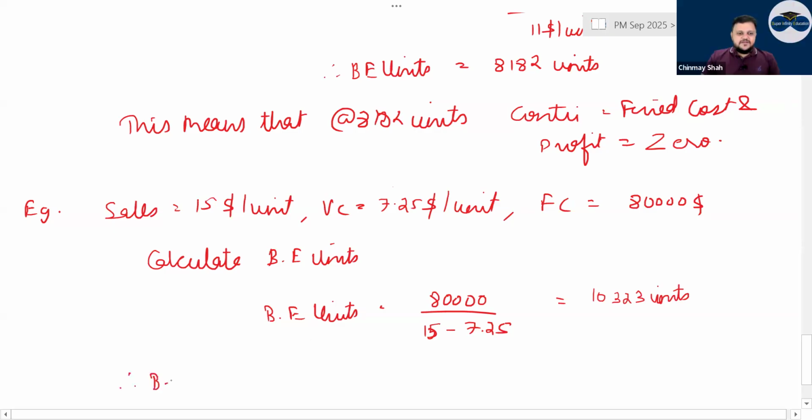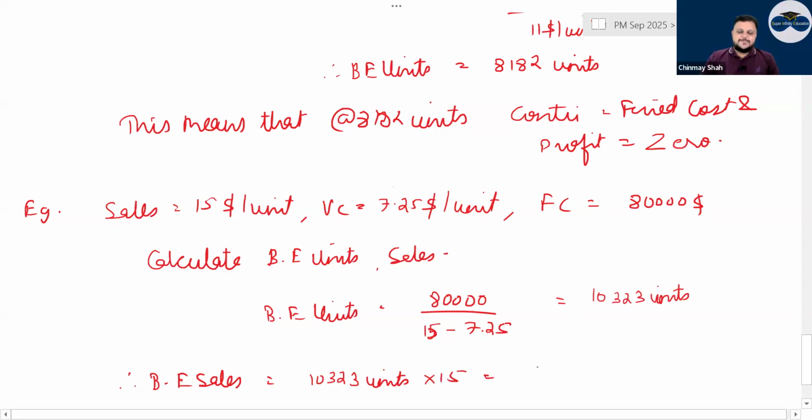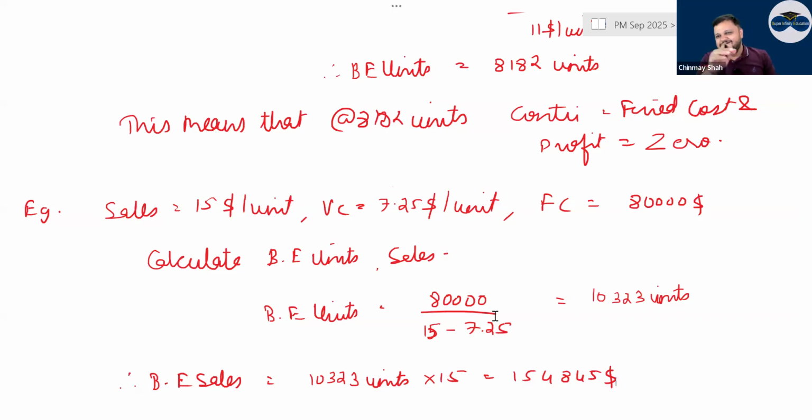Therefore, if I had asked you break even sales, how would you find out? 10,323 units into 15. How much will it be? 154,845 dollars. Correct. It is very evident that if break even units is given, multiply by the selling price to get break even sales. This is one way. Does it make sense?